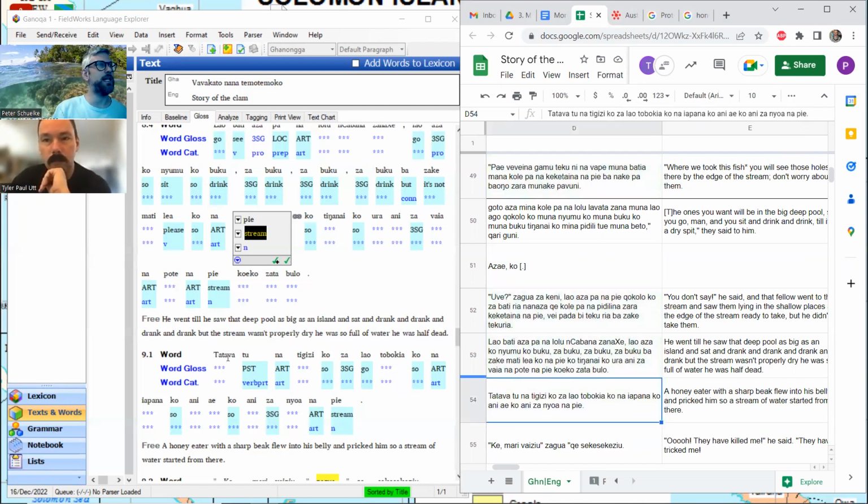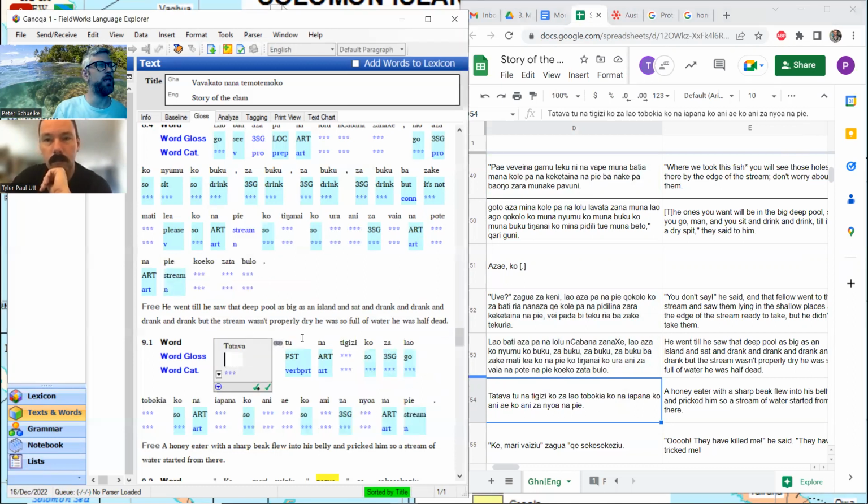So I'm going to go ahead and guess Tatava is honey eater. Not putting it in yet, just keeping it in mind. And Tatava's the bird. You mean Tigizi? That's the noun position there. Right. Sorry. Tatava is probably fly. Tigizi is probably honey eater.